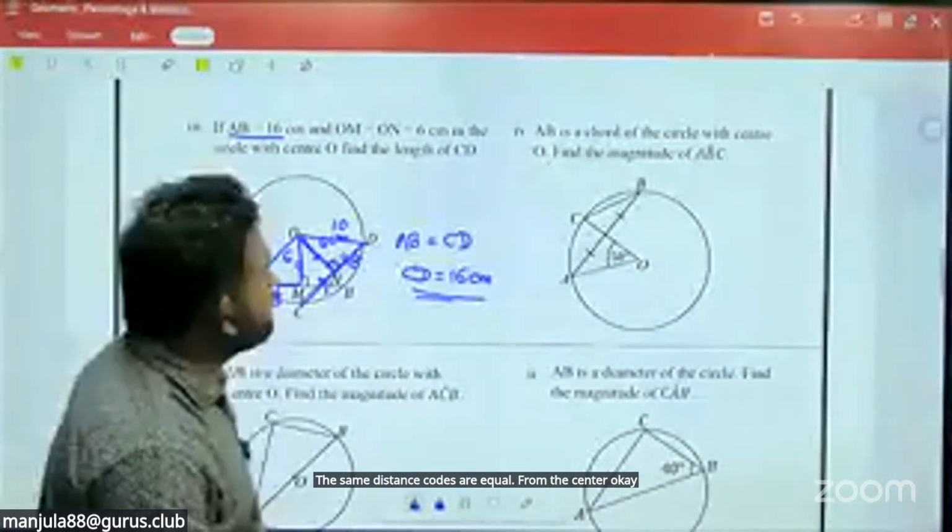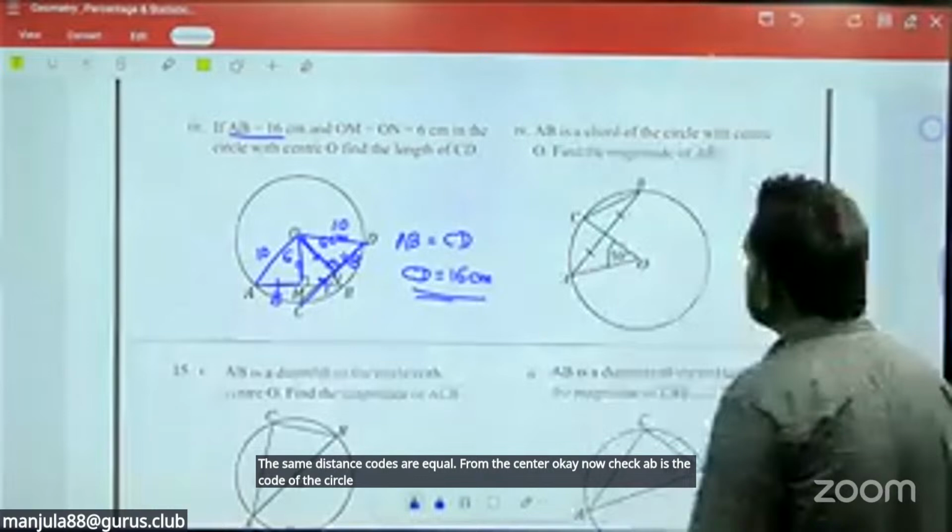Okay, now check. AB is a chord of the circle with center O. Find the magnitude of ABC.